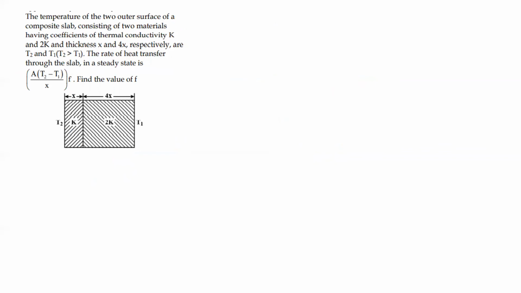Next, the temperature of the two outer surfaces of a composite slab, which consists of two materials having coefficients of thermal conductivity K and 2K and thicknesses x and 4x respectively. The temperature difference is given as T1 and T2. The rate of heat transfer through the slab in steady state is given by one equation, A into T2 minus T1 by x into f. They're asking f. So this combination is a series combination. For this series combination, the effective resistance is x by KA plus 4x by 2K into A. What do you get?